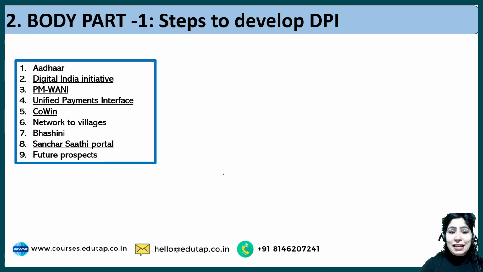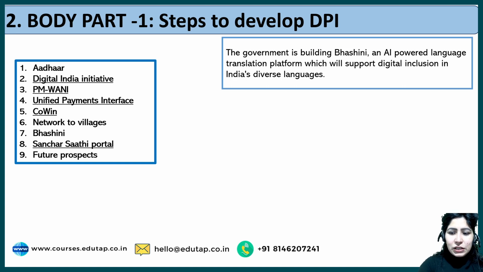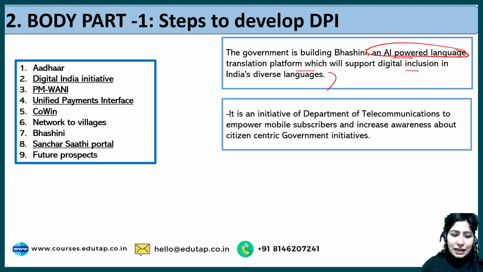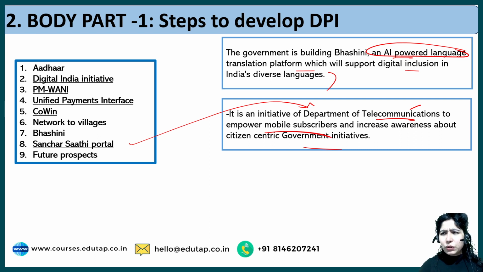Then there is Bhashini, as the name indicates, it is related to language. So the government is building an AI-powered language translation platform which will support digital inclusion in India's diverse languages. Then you have the Sanchar Sathi portal, as the name indicates. It is developed by the Department of Telecommunication to empower mobile subscribers and increase awareness about citizen-centric government initiatives. You must be getting messages that, do you see corruption around you? If you see corruption around you, message us at this number. So all these citizen-centric government initiatives are promoted with the help of the Sanchar Sathi portal.